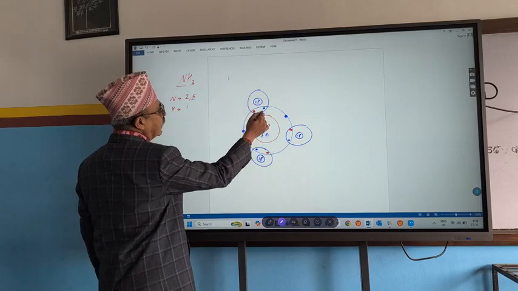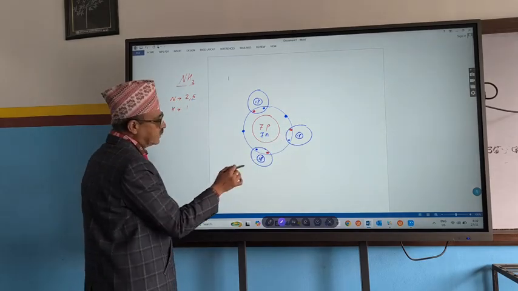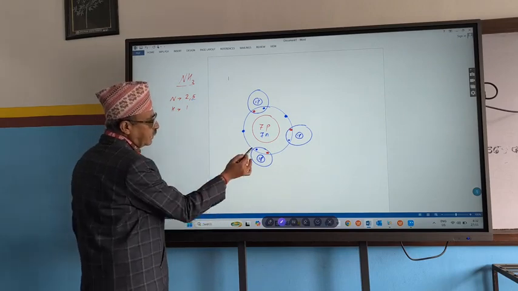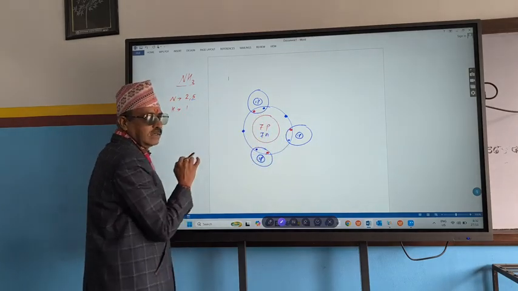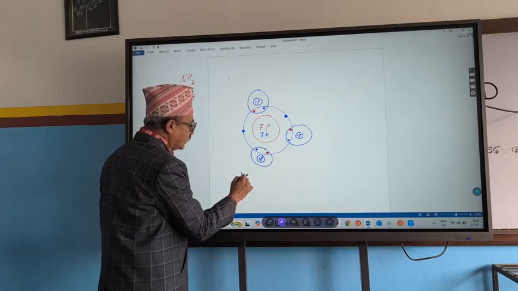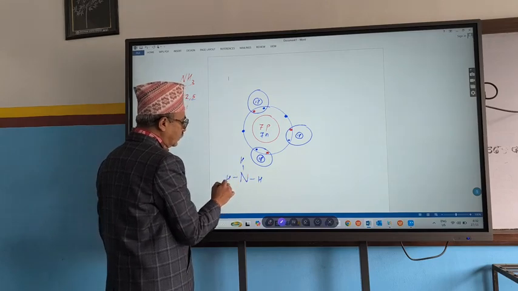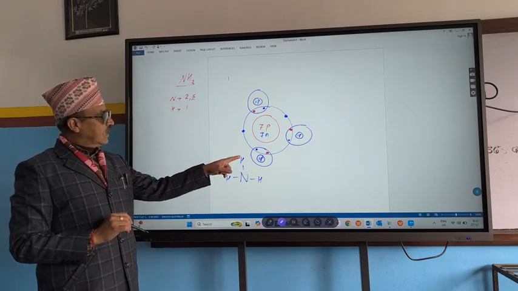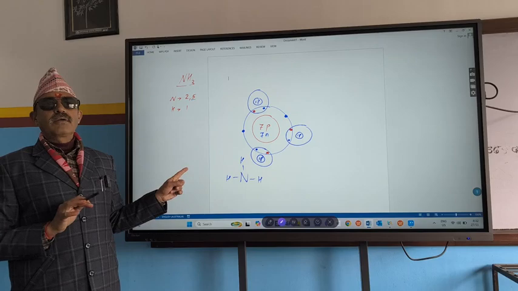How many electrons are there in hydrogen? 1, 2. Duplet. 1, 2. Duplet. 1, 2. Duplet. Is it in duplet? Sure. Right. Now nitrogen: 1, 2, 3, 4, 5, 6, 7, 8. In which state? Octet. If so, we can write like this. Nitrogen here, hydrogen, hydrogen. This is the covalent bond which exists between nitrogen and hydrogen in ammonia. Is it okay? All right.